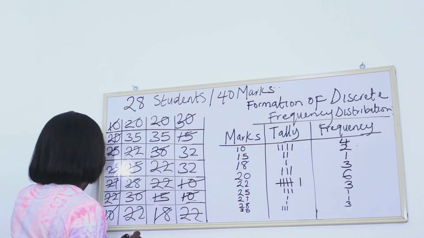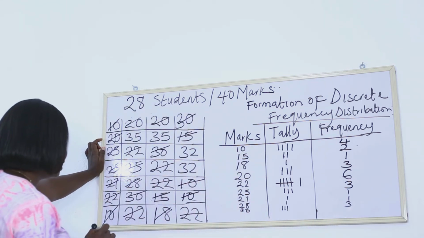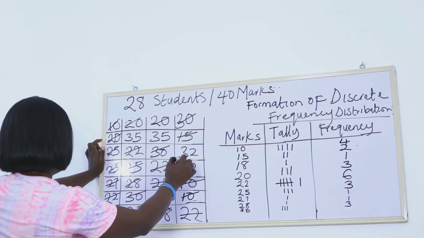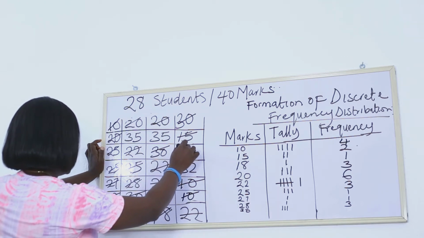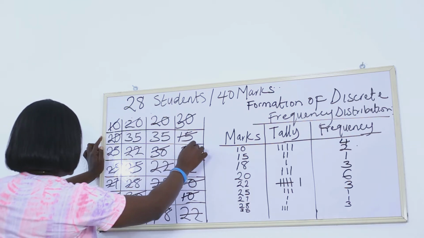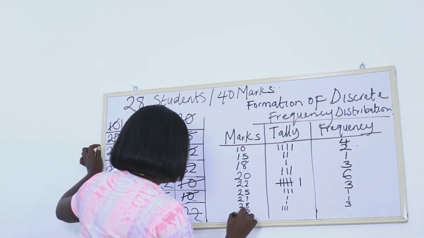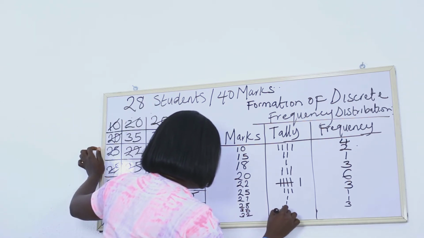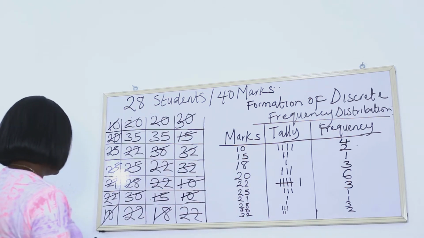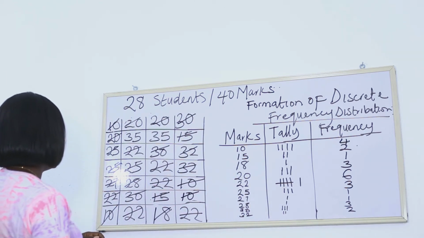Then the next value after 30 is what? Looking at the board properly, it is 32. So I come here. How many times has 32 occurred? 1 and 2. So I come here and write 32. How many times has it occurred? Twice. Then the last value that is still on this board that I have not marked out is 35.